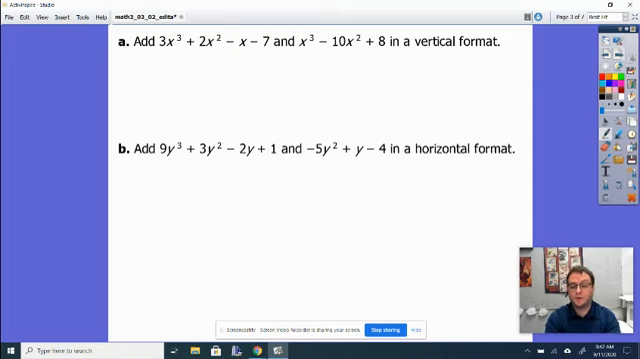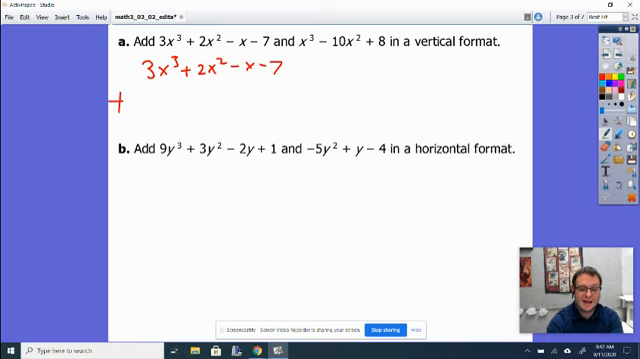The vertical format is where we put one on top, one on the bottom, kind of like back in old grade school when you had 2 plus 3. Except now we've got more parts. The important key here is to make sure that we line up those parts so they make sense. So I'm going to do 3x cubed, plus 2x squared, minus x, minus 7.